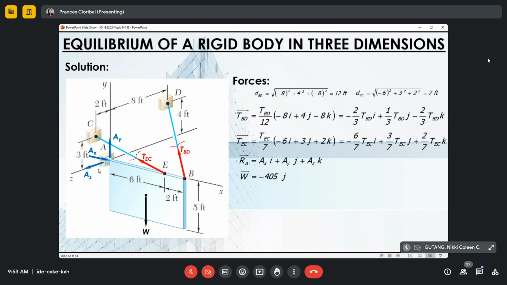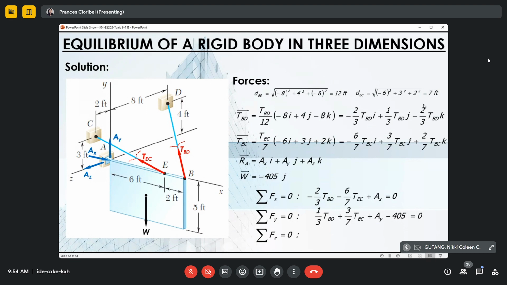The three conditions of equilibrium: summing up forces along X, Y, and Z is equal to 0. So for our first equation, we sum up all the X components of our forces and equate to 0. For Y, we sum up the j components and equal to 0. And then the Z components, sum up and equate to 0.